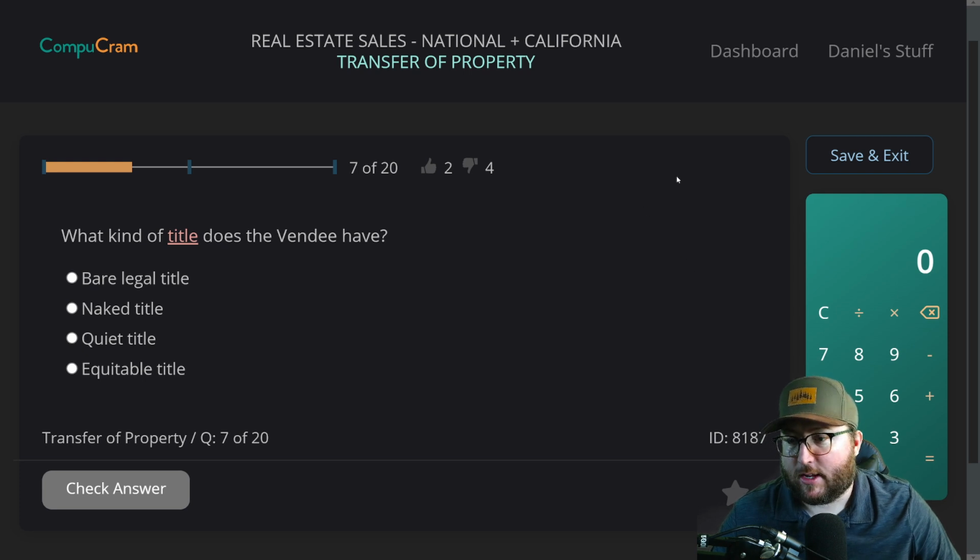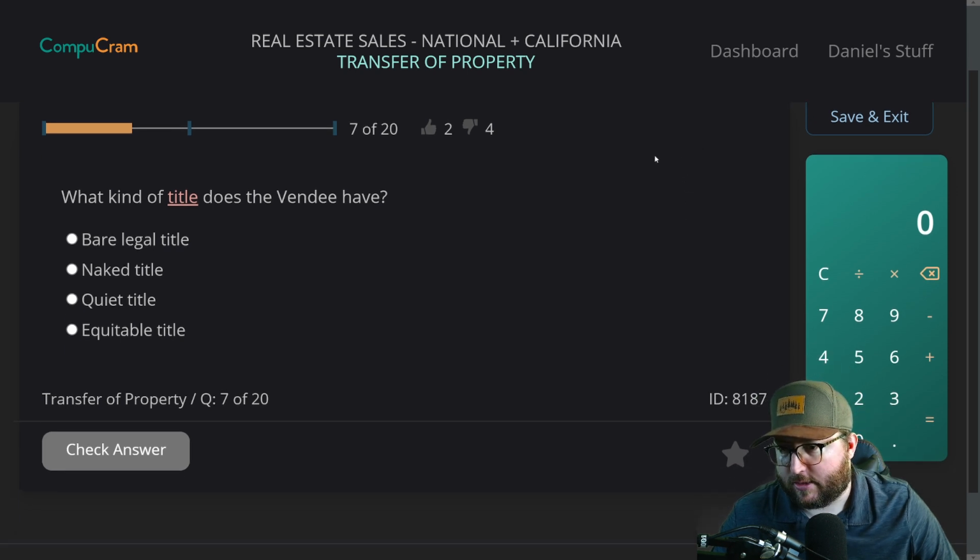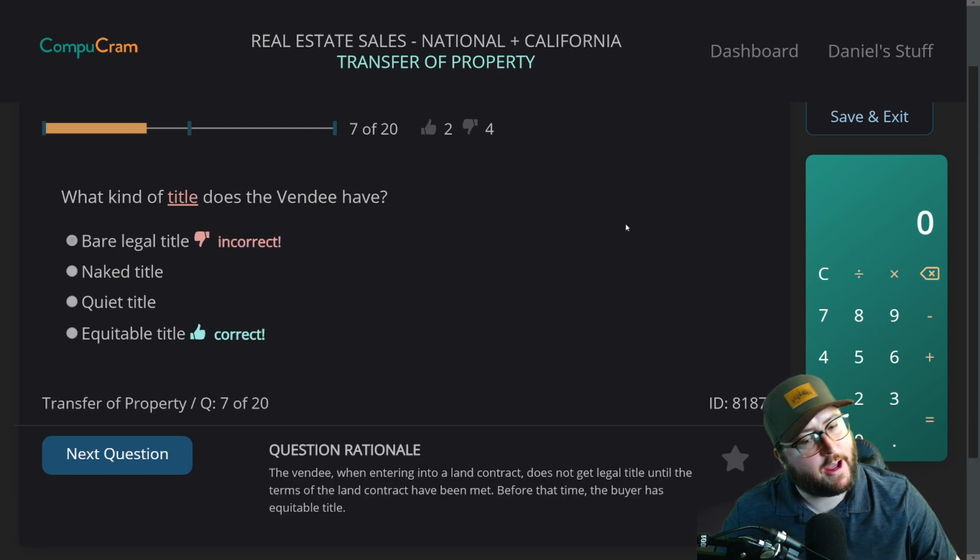Question 7: what kind of title does the vendee have? A, bare legal title. B, naked title. C, quiet title. D, equitable title. We got to get these titles down, huh? The vendee. I want to go with equitable again, but I could be wrong. Bare legal title, actually? The vendor would have equitable title, maybe. Let's check it. Oh, I had it right.